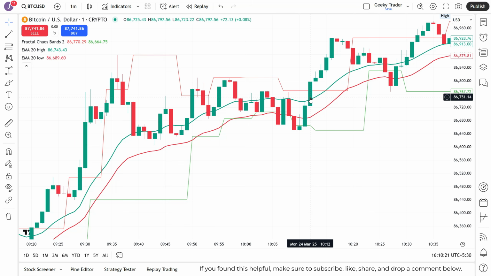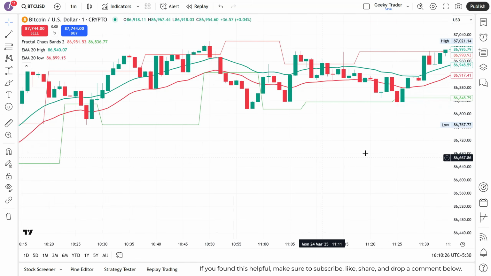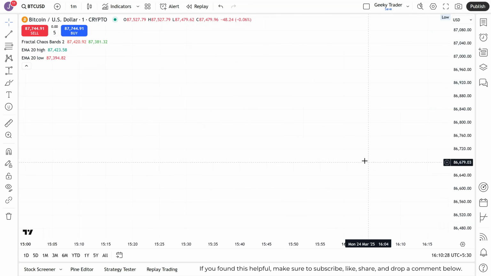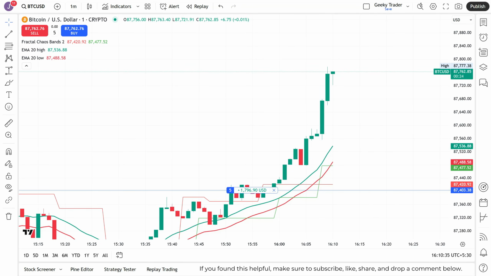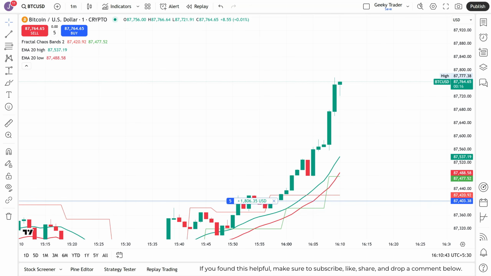For those who prefer quick scalps, here's another approach. Enter a buy position when the price closes above the 20 EMA high and breaks the upper fractal band. Exit the trade when the price crosses the fractal slope, which can indicate a potential slowdown or reversal. This strategy works great for both trend traders and scalpers, allowing you to capture profits efficiently based on your trading style. All right, now let's shift our focus back to the current trade and see how it's progressing.